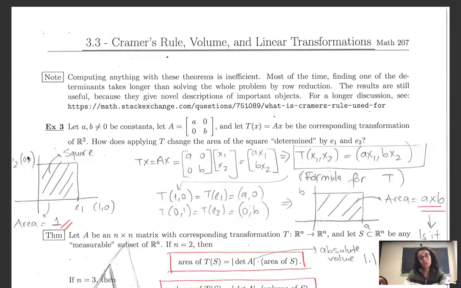On the other hand, the image of (0, 1), e2, will be, again with respect to this formula, (0, b), which is this vector. So again, since a and b are just arbitrary constants and they don't have to be the same, in the more general case, the image of this square will actually be this rectangle. So my T just took a square and converted it into a rectangle.